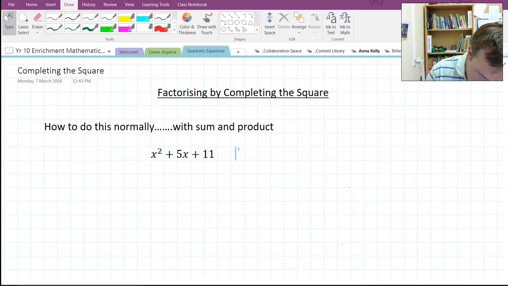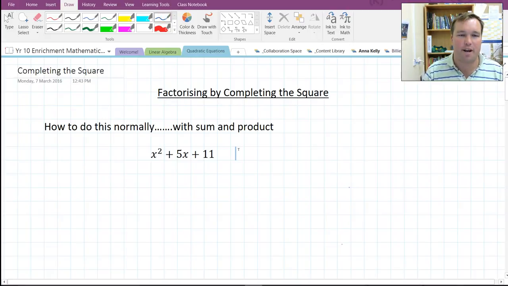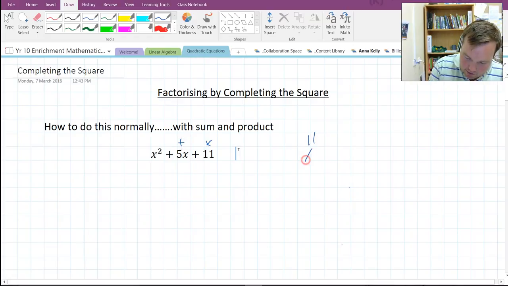Alright, so let's say you've been asked to factorise the quadratic in front of us now. And you're like, well, a is 1, fantastic, it's a monic, so I'm going to go with my trusted and true sum and product. What multiplies to 11 and adds to 5? And you take your 11 over here, and you're like, well, things that multiply to 11 are negative 1 and negative 11, 1 and 11, and, well, nothing else. None of them add to 5. So straight away, we're stuck.